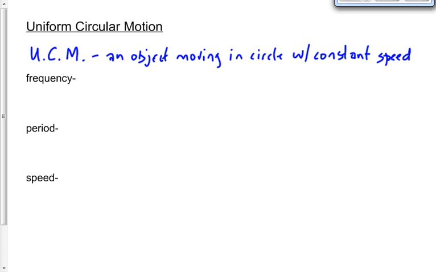There are three terms that we will identify or define in order to set the foundation for uniform circular motion, in order to set the foundation for these objects moving in a circle at a constant speed. Those terms are frequency, period, and speed.